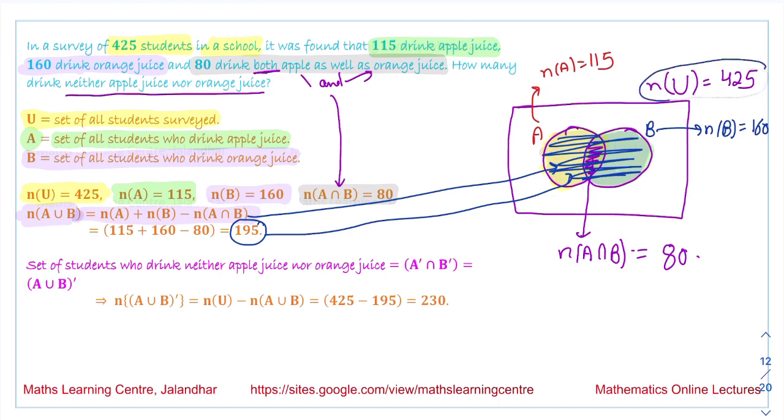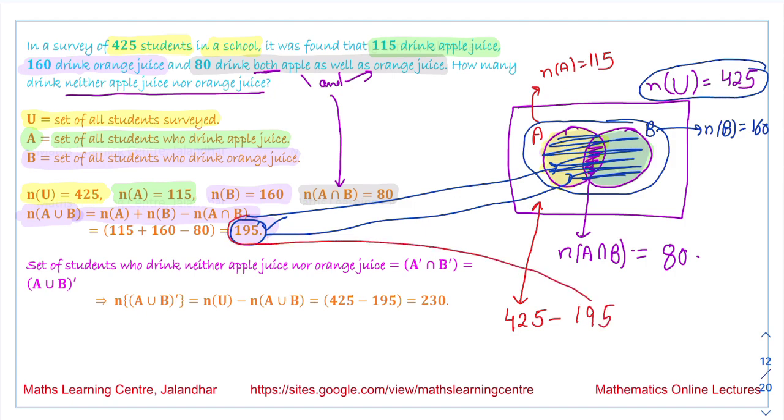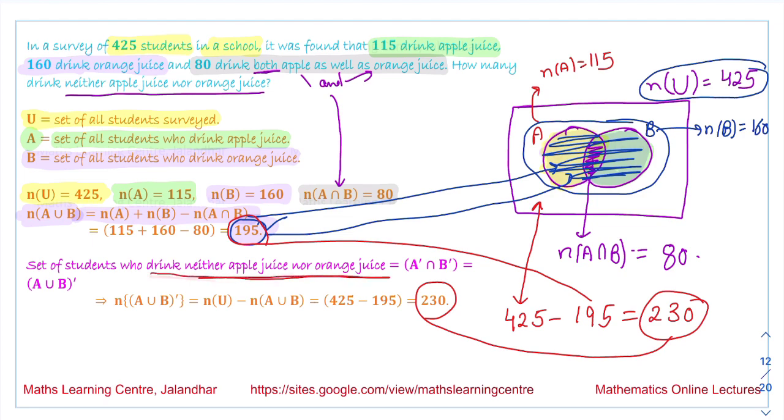The total number of students we have is 425. The number of students in A union B is 195. So we are saying how many students are remaining. It means the students in this region, that will be 425 minus 195. These are the number of students in this region, and the answer we get is 230. So there are a total of 230 students who neither drink apple juice nor orange juice.